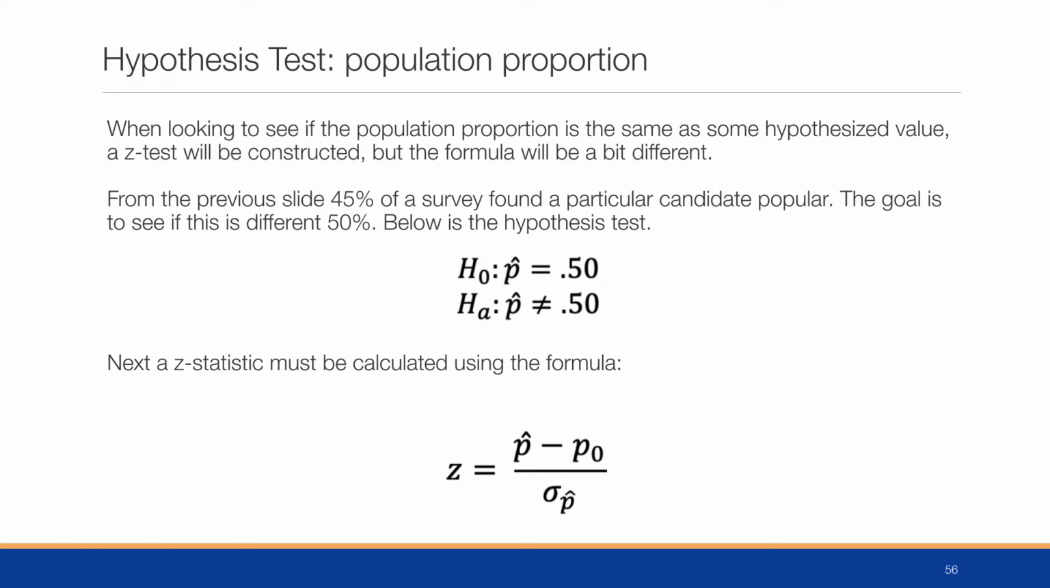Below is the hypothesis test. Null hypothesis is that P hat is equal to 0.5. The alternative hypothesis is that P hat is not equal to 0.5. Next, we're going to compute a z-statistic using the following formula. P hat minus P naught, which is P0, divided by the standard deviation of P hat.